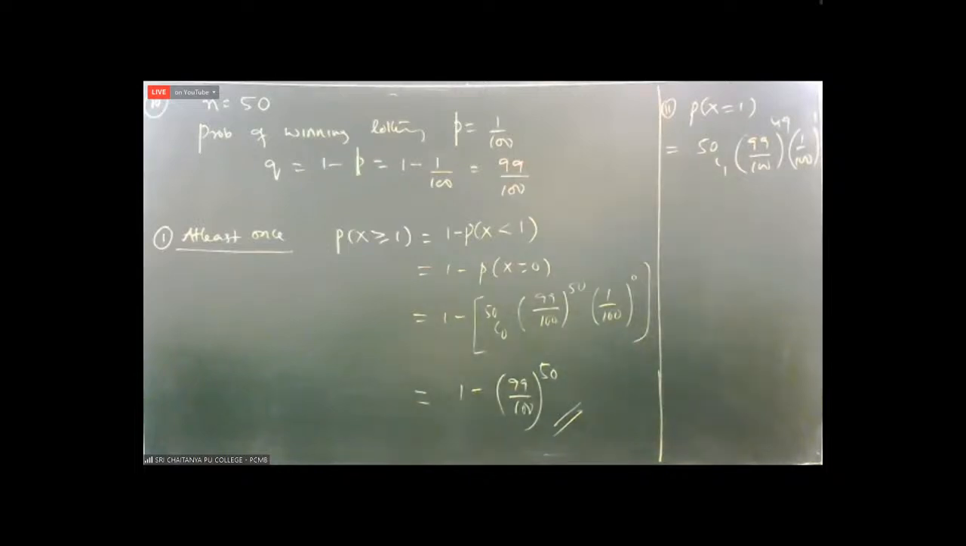At least once, P of x greater than or equal to 1 is equal to 1 minus P of x less than 1. So 1 minus P of x is equal to 0. So 1 minus 50 C naught into q to the power of 50 into p to the power of 0. So 1 minus 99 by 100 to the power of 50. He asked you the next problem as exactly once. So P of x is equal to 1: 50 C1 into 99 by 100 to the power of 49 into 1 by 100 to the power of 1. Simplifying that, you are going to get the answer. Copy those two.